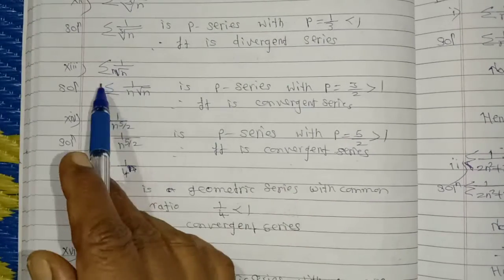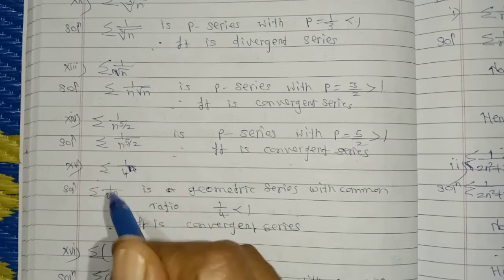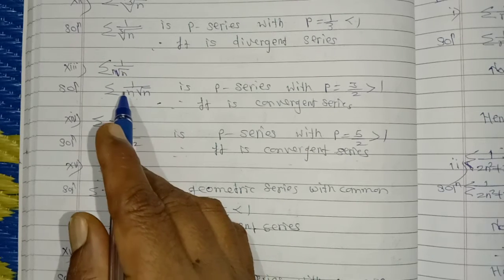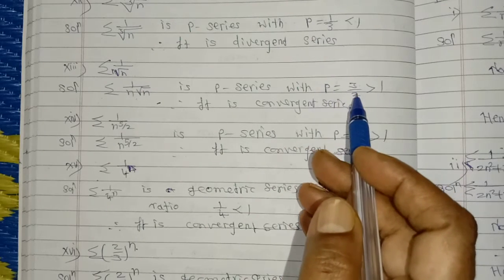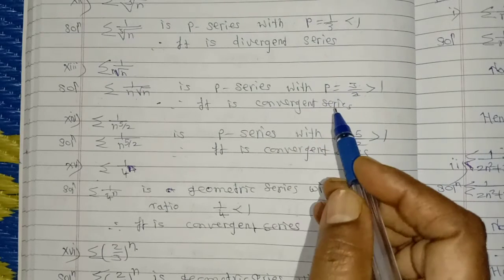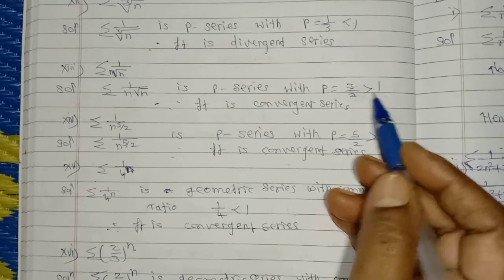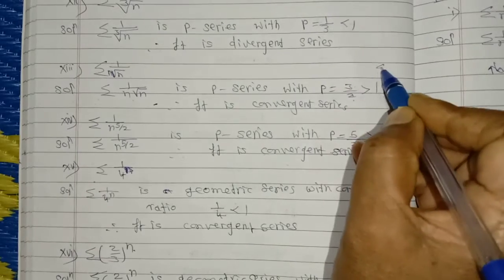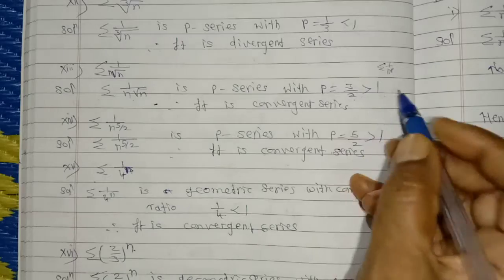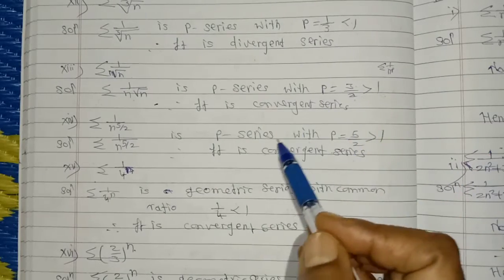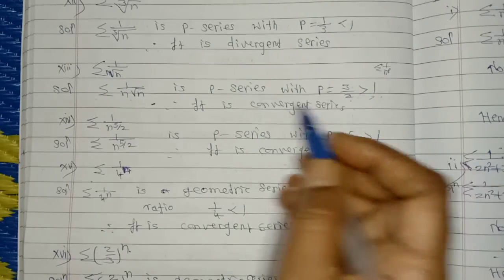We write given series in the solution. 1 upon n root n means n raised to 1 and n raised to half, that is n raised to 1 plus half, that is 3/2. And as 3/2 is greater than 1, p is greater than 1. This is the p series of the form summation of 1 upon n raised to p equal to 3/2, which is greater than 1, and by the result of p series, that is if p is greater than 1, the series is convergent. Hence the summation 1 upon n root n is convergent.